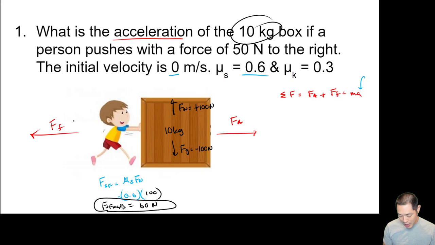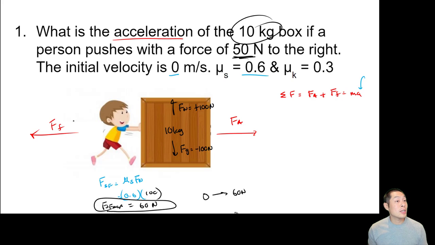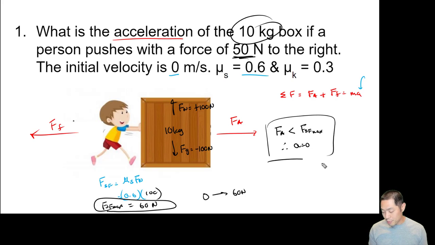There's the key right there: max. It could go from 0 to 60. Now, if the kid's only pushing 50, is that greater than 60? The answer is no. The force applied is less than force of static friction max. So that means, therefore, acceleration equals 0. That means velocity is 0. This is what's going to happen.